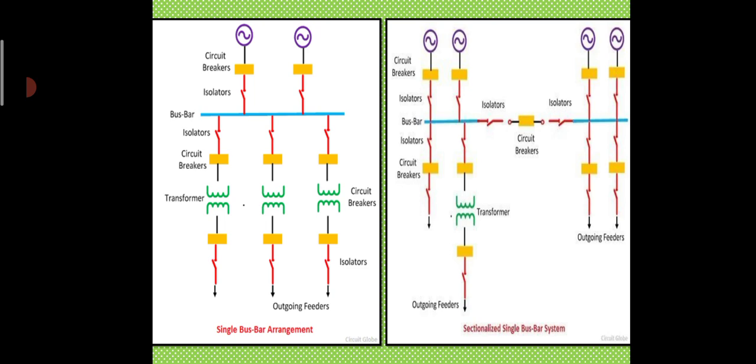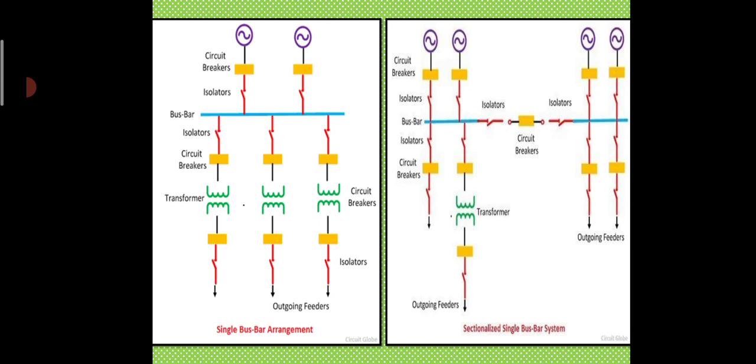Okay, now sectionalized single bus bar system. The sectionalization of the bus bar ensures continuity of supply on the other feeders. During the time of maintenance or repair of one section of the bus bar, the supply need not be interrupted in the entire substation. The number of subsections of the bus bar is usually 2 or 3. The number of sectionalizations is limited by the short circuit current to be handled. Another advantage of sectionalization is that circuit breakers of low breaking capacity can be used in each section as compared to the previous arrangement.